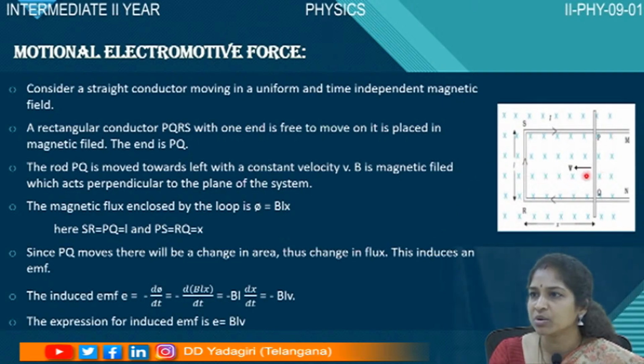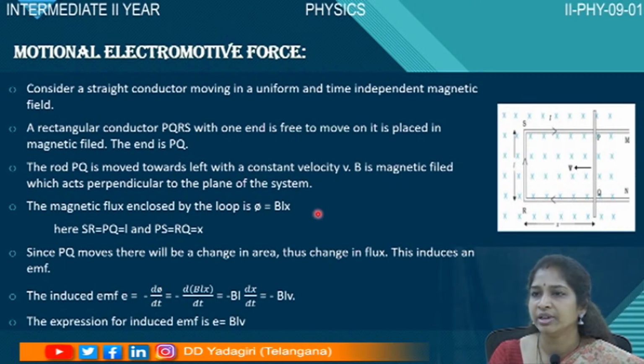Now this PQ is moving with a velocity v, so there is a change in the area. This change in the area produces a change in the flux, because the area is changing. And according to Faraday's law, when there is a change in the flux, an EMF is induced. What is Faraday's second law? E equals minus d phi by dt. Here the flux is changing, so EMF is generated. According to Faraday's law, E equals minus d phi by dt.